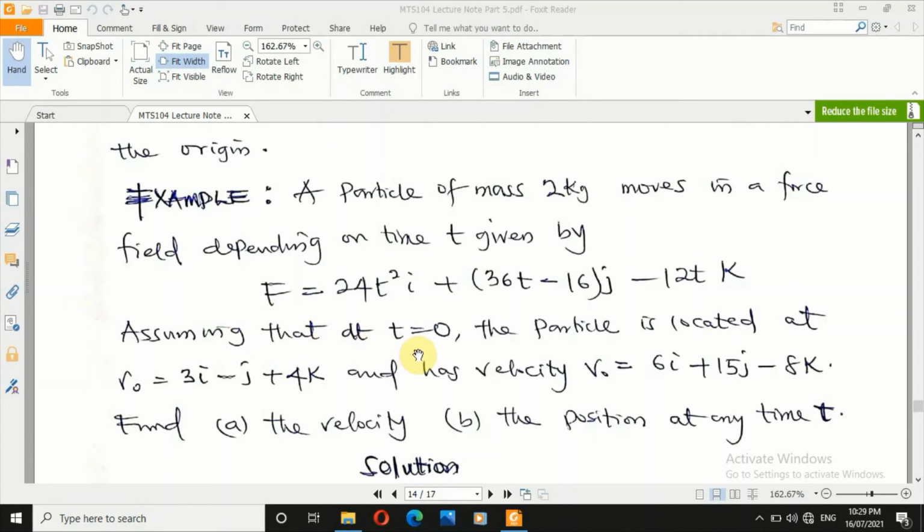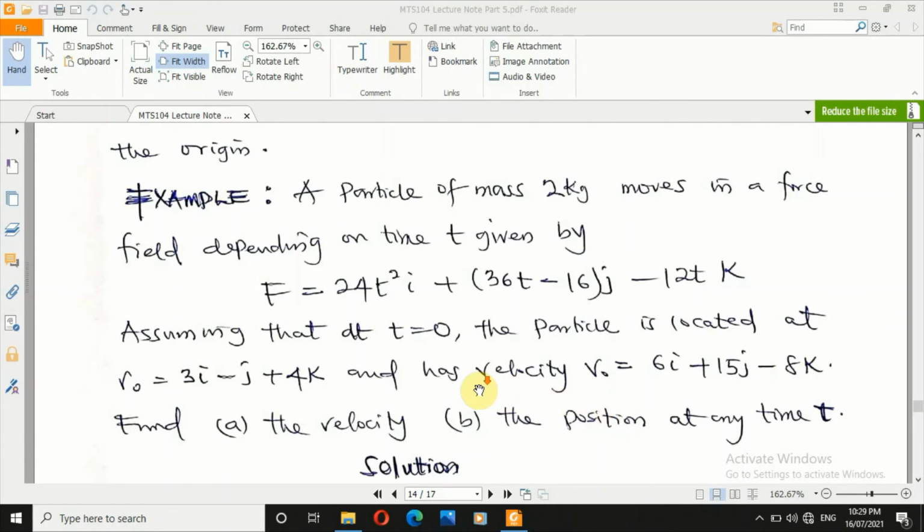Assuming that at t equals 0, the particle is located at this, and that's the velocity of this. Then we have to find the velocity and the position at any time. Now, if you look at this example, you notice that we are given the force, and from the force, we are asked to calculate the velocity and the position.